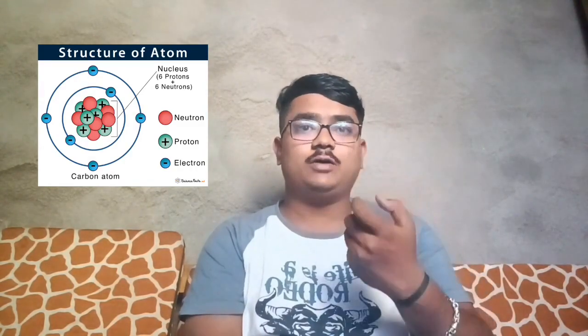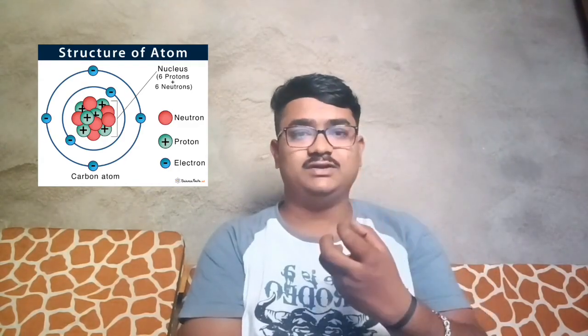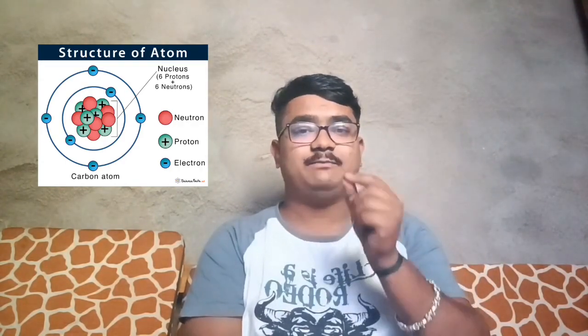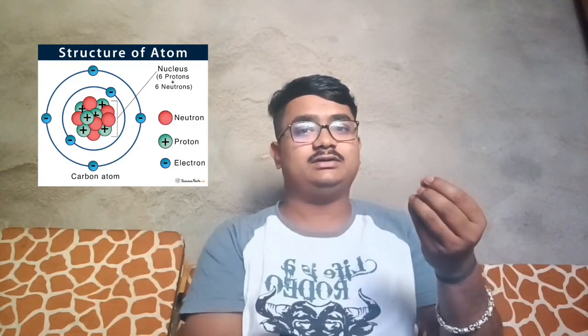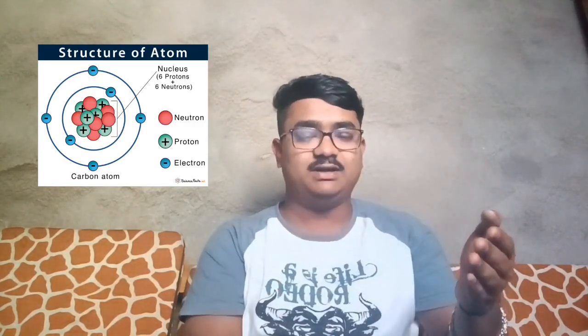If we talk about chemical reactions and nuclear reactions, the proton only takes part in nuclear reactions. The electron takes part in both nuclear and chemical reactions, but the neutron is involved only in nuclear reactions, not chemical reactions. The number of protons present in the nucleus is equal to the number of electrons in an atom. This is the main important thing.